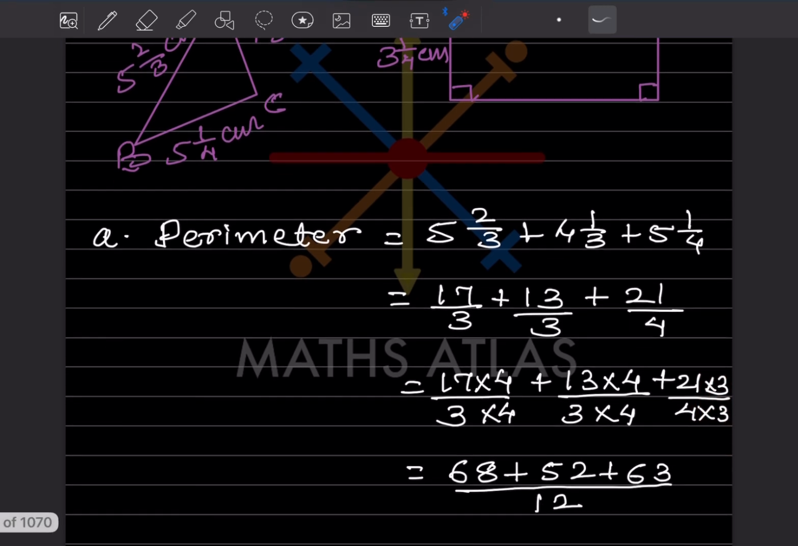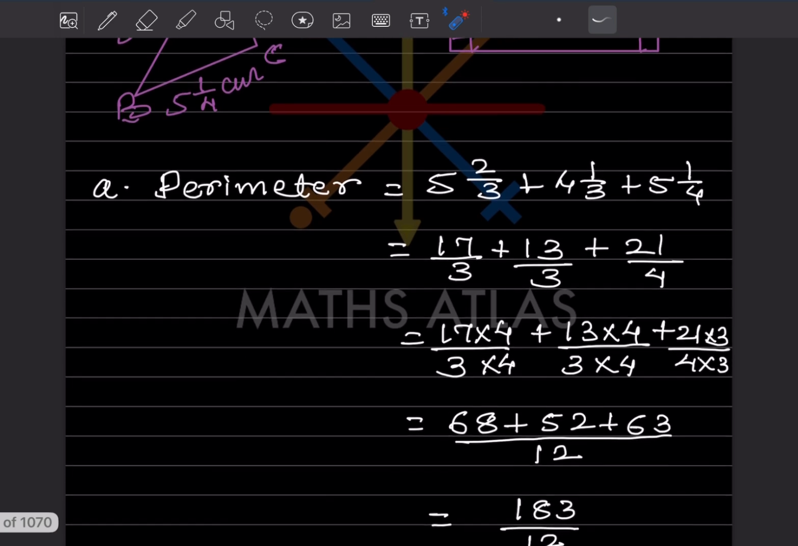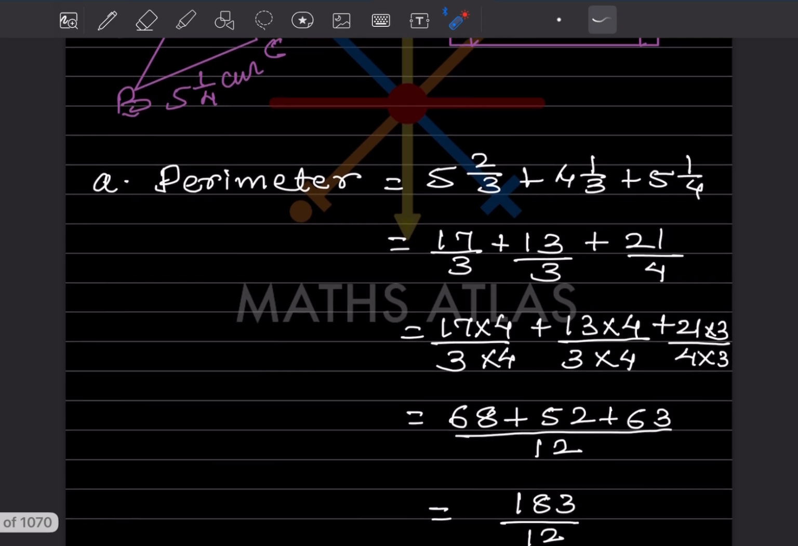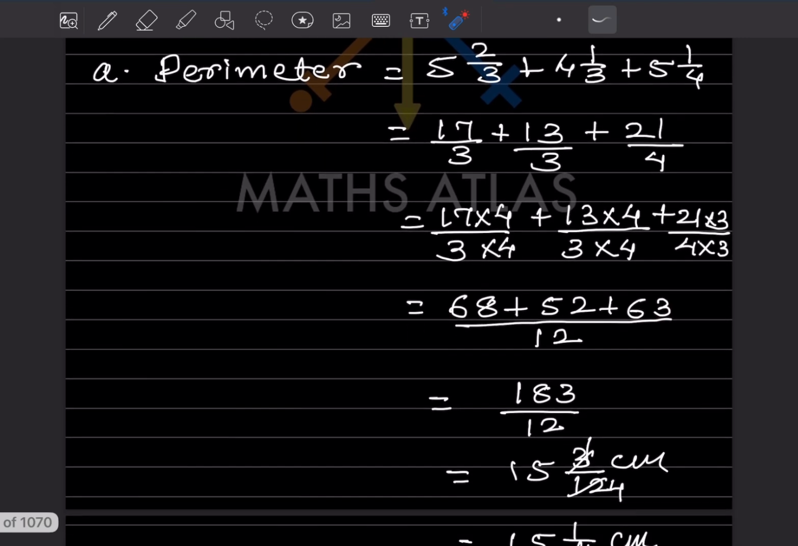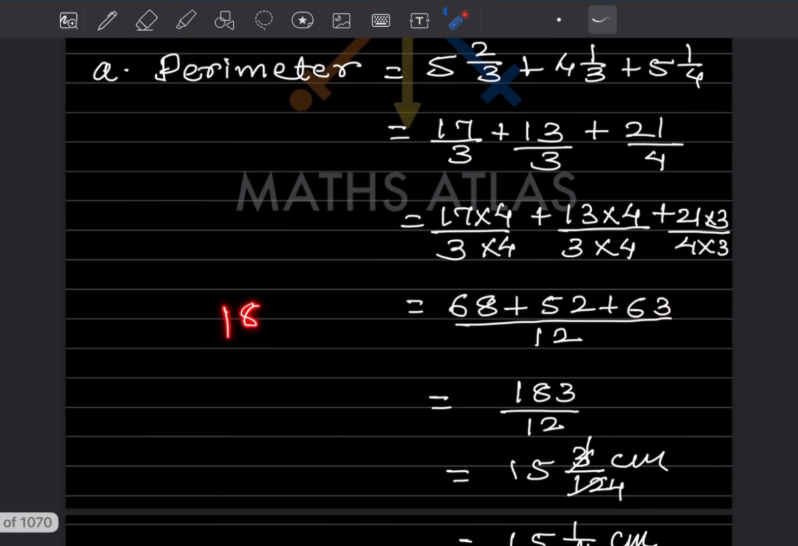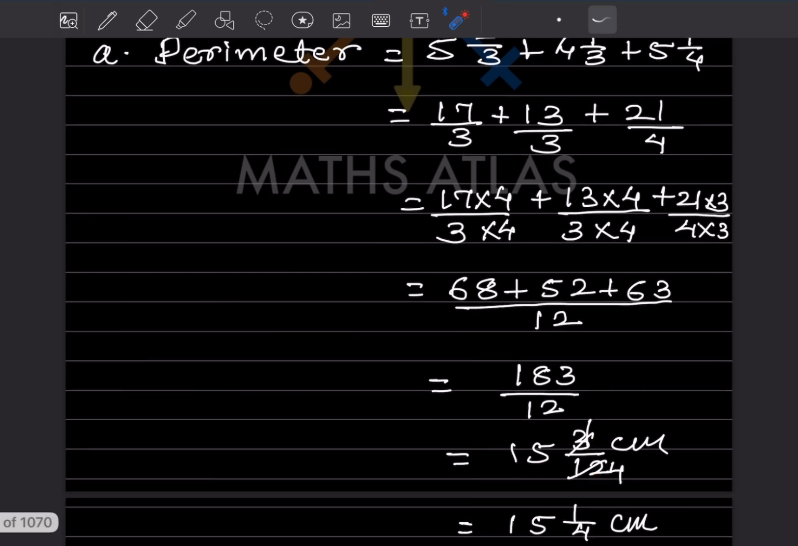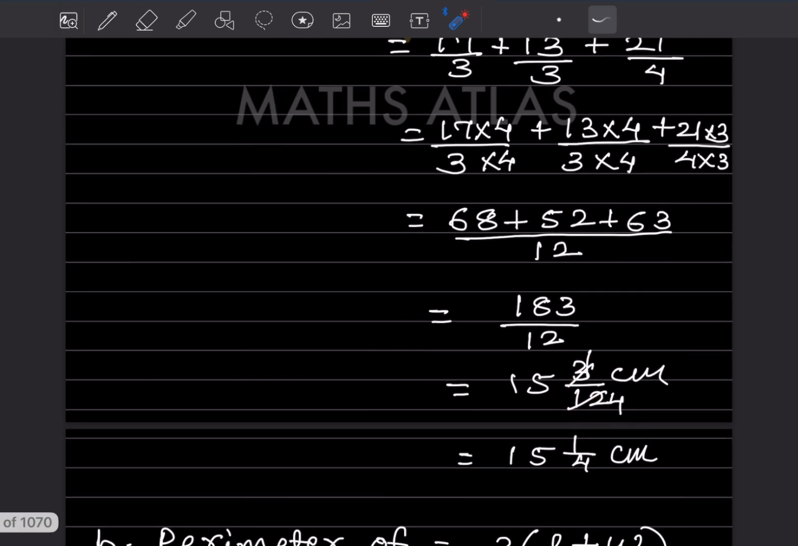So now what will you do? 17 4s are 68. 13 4s are 52. And 21 3s are 63. This you are going to add, this and this and this one. So that is going to be 183 by 12. When you divide 183 by 12, you get 15 integer 3 by 12. Now 3 by 12 can be further simplified to 1 by 4. So 15 integer 1 by 4 centimeter.